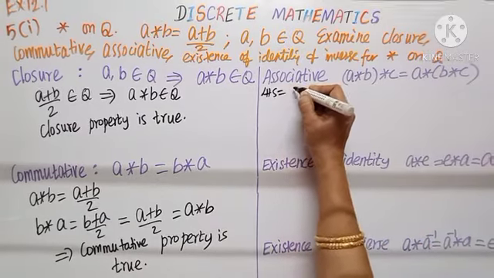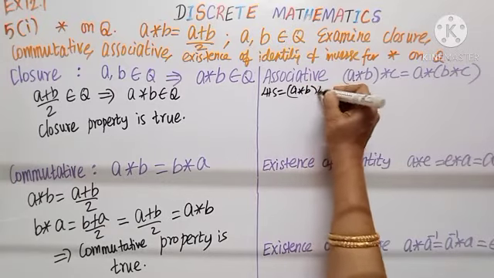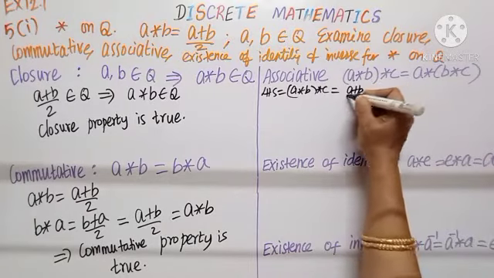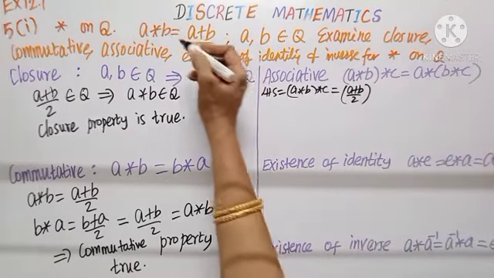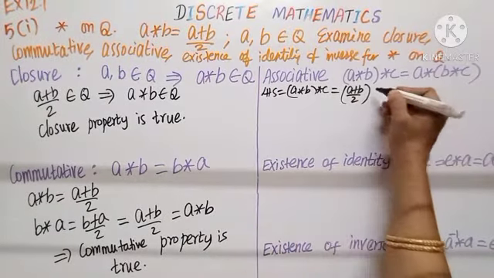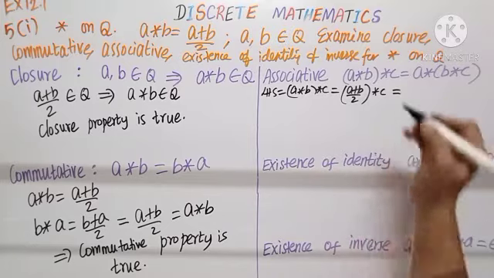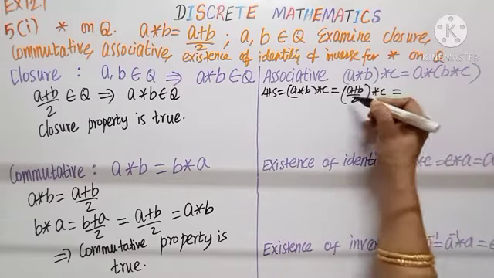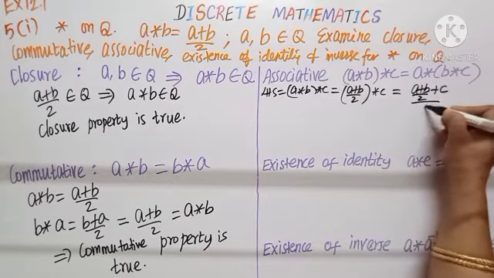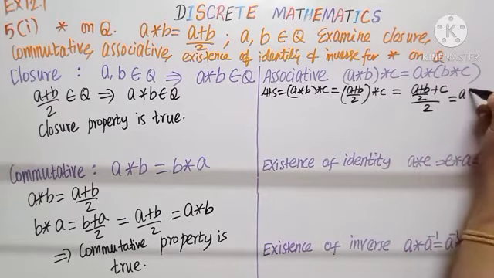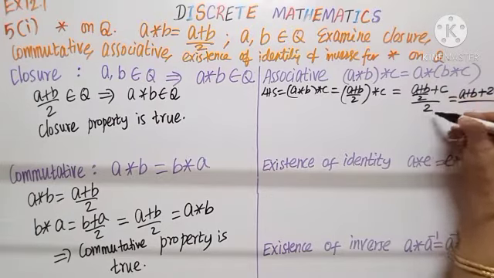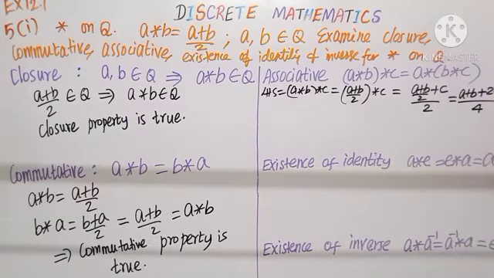Let us start with the LHS: (A star B) star C. What is A star B? It is (A plus B) by 2. In this problem, star implies add, divide by 2. Then star C. What should I do? Star tells me to add and divide by 2: (A plus B) by 2 plus C by 2. Taking LCM, (A plus B plus 2C) by 2 together by 4.